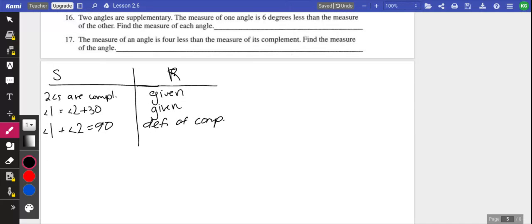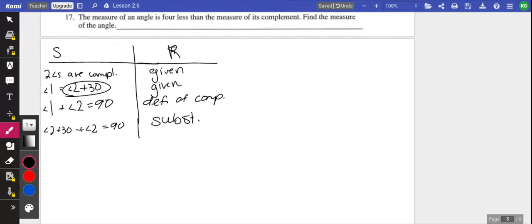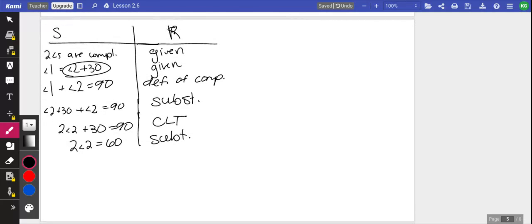The next thing that I would do then is instead of angle 1, I would put in angle 2 plus 30. Plus angle 2 equals 90. And I could do that because I substituted in what angle 1 is. Then I would have 2 angle 2's plus 30 equals 90 because I combine like terms. 2 angle 2's equals 60 because I'm going to subtract. And then angle 2 must be 30 because I divided.